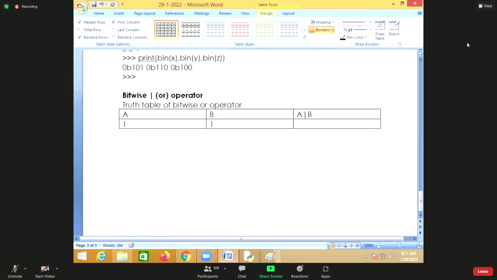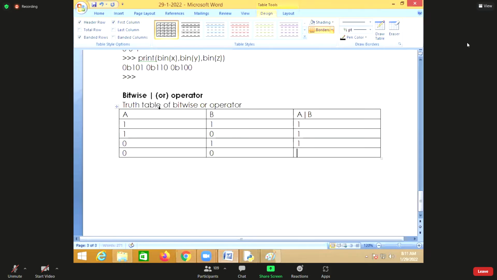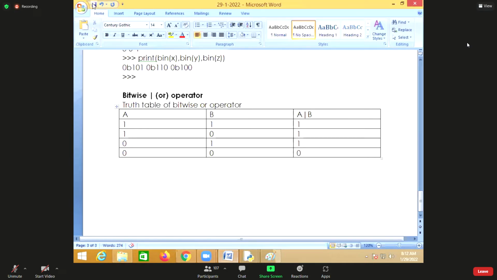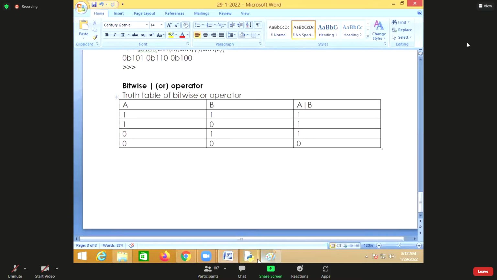A is 1 and B is 1, and A or B is 1. A is 1 and B is 0, A or B is what? 1. A is 0 and B is 1, this is 1. A is 0 and B is 0 becomes 0. If any one bit is positive, the output bit is what? Positive. So 1 1 is 1, 1 0 is 1, 0 1 is 1, and 0 0 is what? 0. If any input is 1, the output is also 1.